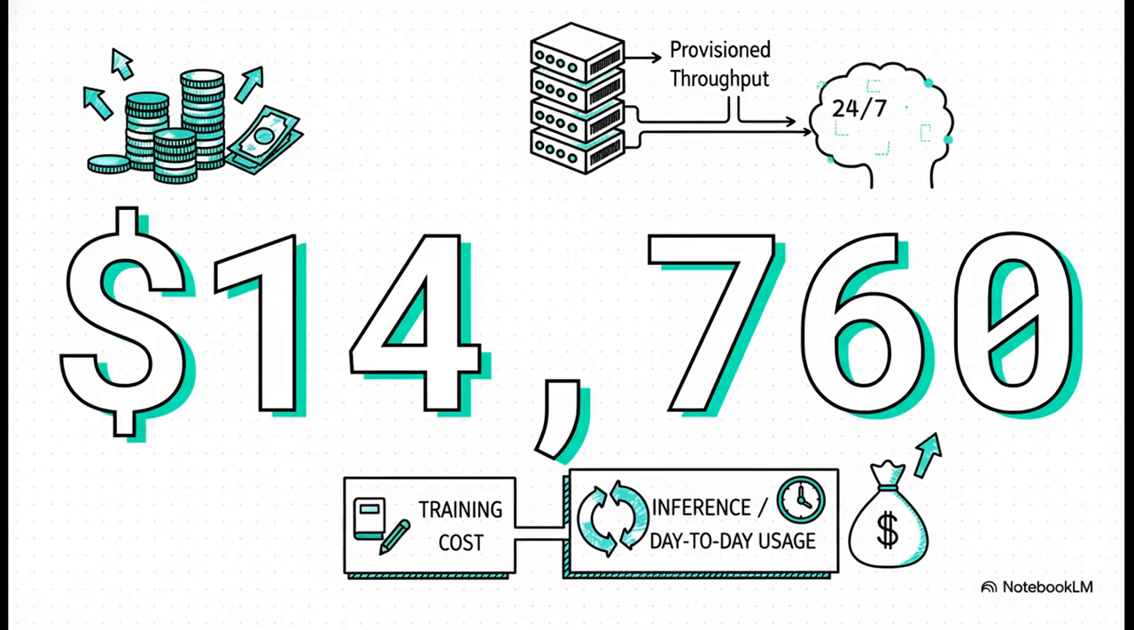And here's the punchline. The cost to actually run that model using provisioned throughput 24/7 can be nearly $15,000 a month. That training cost, it is a drop in the bucket. The inference, the day-to-day usage, that is where the real expense is.